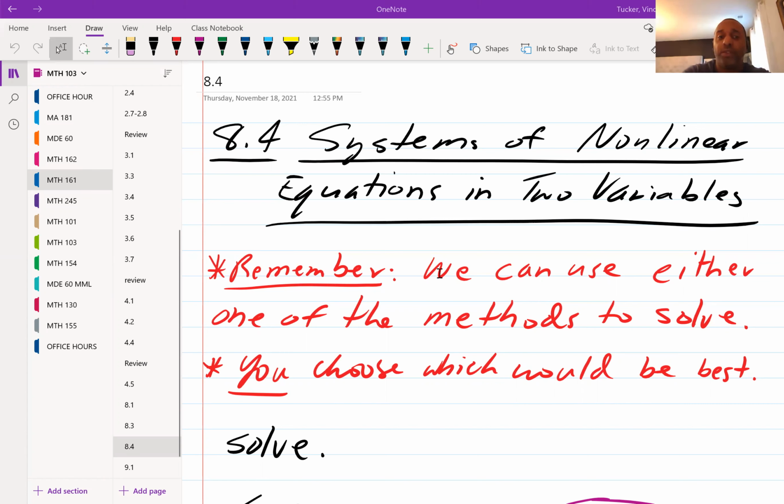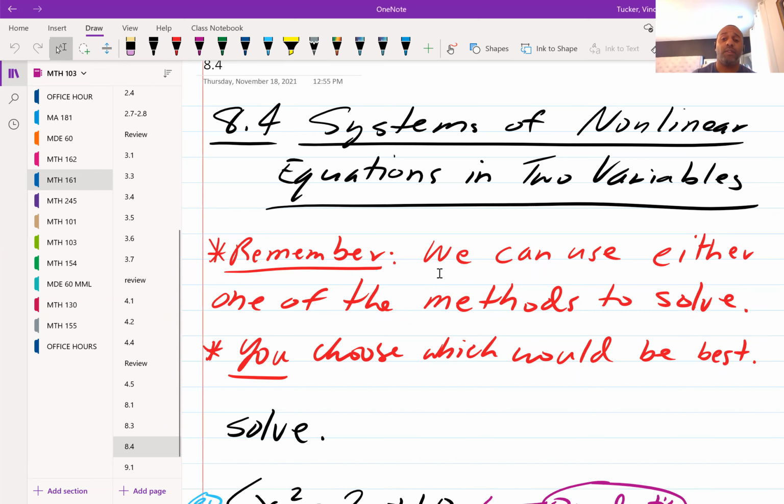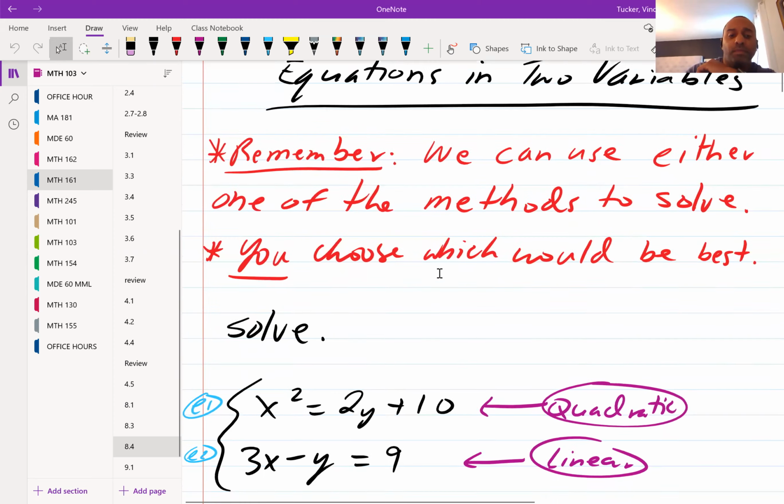So remember, we can use either one of our methods to solve, and you choose which one would be best depending on what you were given. A lot of times what you're given will dictate whether you use the substitution method, the addition method, or the graphing method. Of course, we're not focusing on the graphing method, but I will show you a rough sketch of what these will look like and how they will intersect. All right, so let's look at the first one.